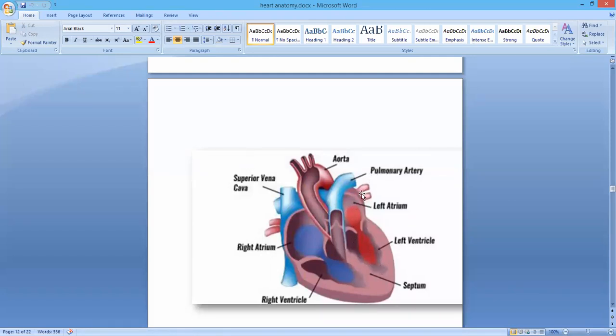It is transported via these veins. This is called the pulmonary veins, okay? To the left atrium, this is the left atrium, and then from there it is pumped into the left ventricle, and from there the left ventricle pumps into the aorta and the whole body. This is the aorta, the major artery of the body, the largest artery of the body, which arises from the left ventricle.